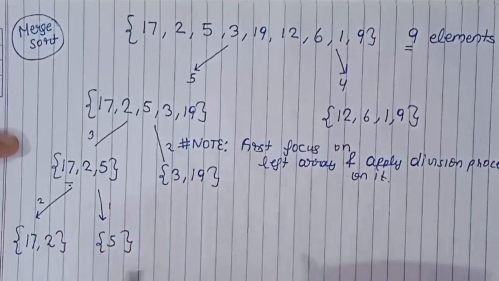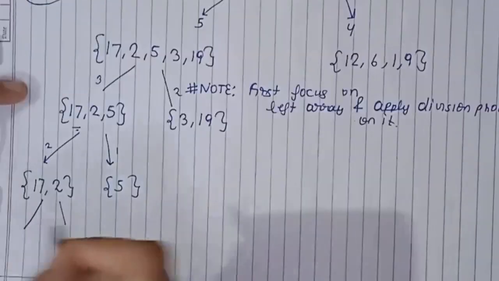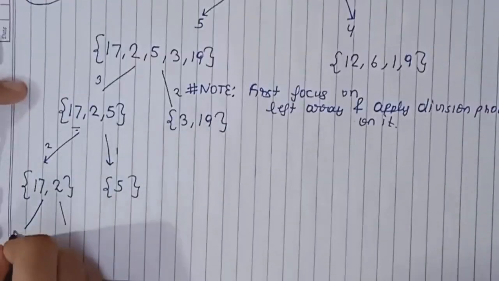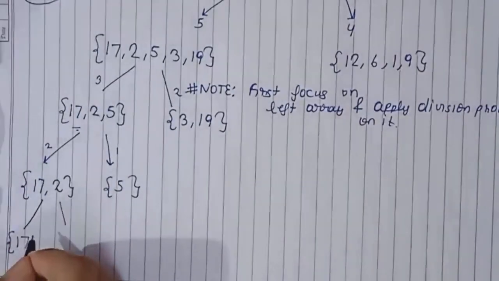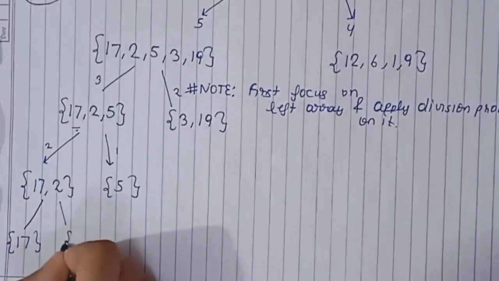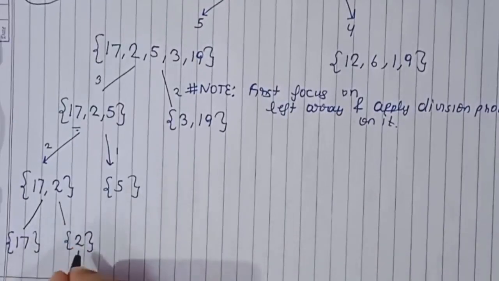Now again I will focus on the left side array and the division procedure will come into the game since it is not a single element array. So the division procedure will again divide it into two arrays. So it is 17 and here it is 2. Now these are single element arrays and the division procedure can't divide them anymore.